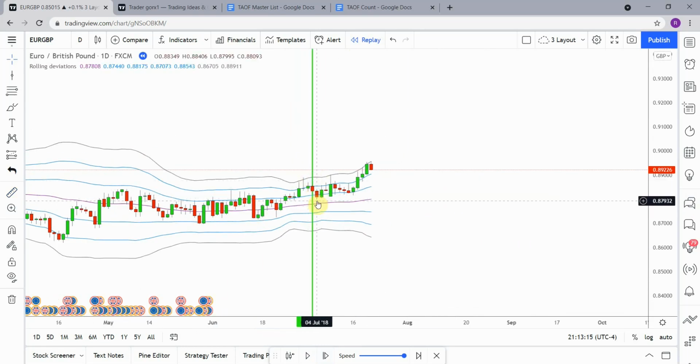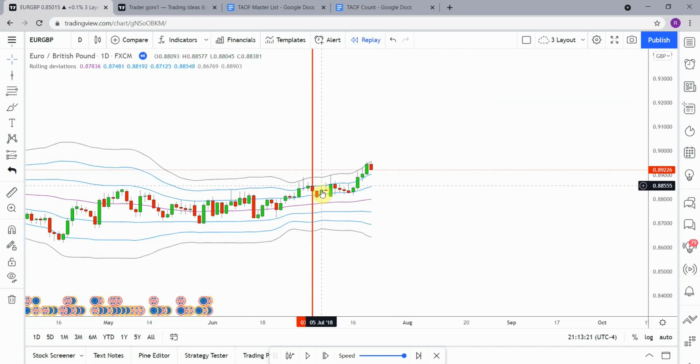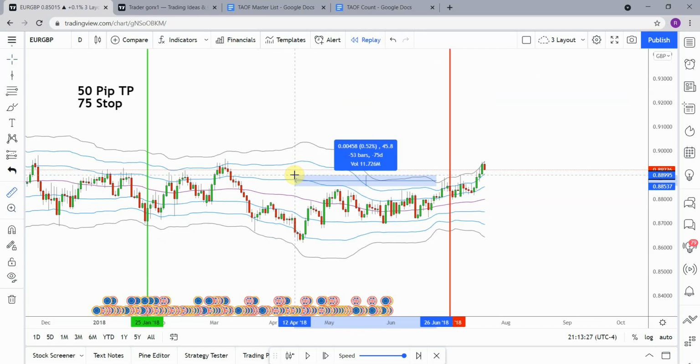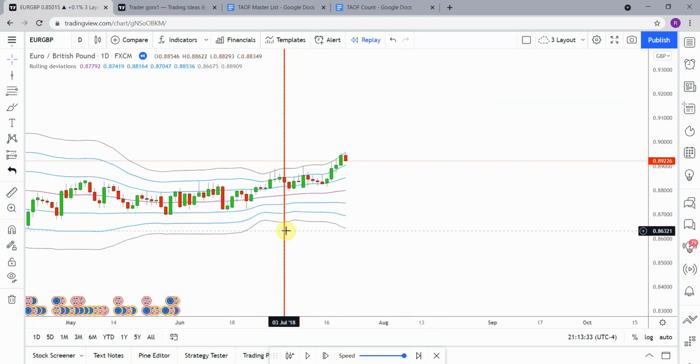We get that push down right here for just a little bit, not quite enough to get us to take profit though. And as it came back up over here, on this one here, we would have been stopped out.